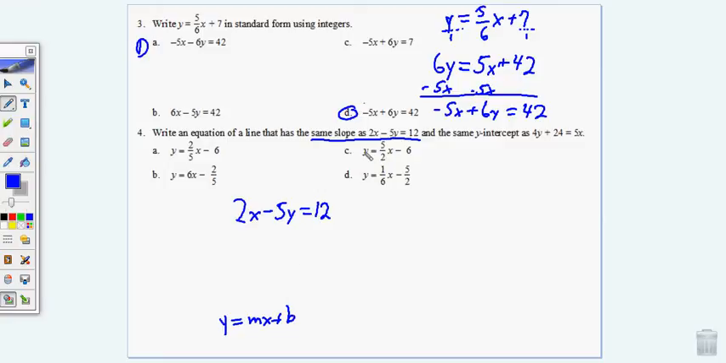So look at this. These are all in slope-intercept form equations. If you notice, here's our slope: 5 over 2, 1 over 6, positive 6, 2 over 5. Those are the slopes of these lines. We just need to figure out which one of these has the same slope as this equation. Alright, so let's start getting y by itself. First, I'm going to subtract 2x. To get y by itself, you got to get the x on the other side. So we have negative 5y.